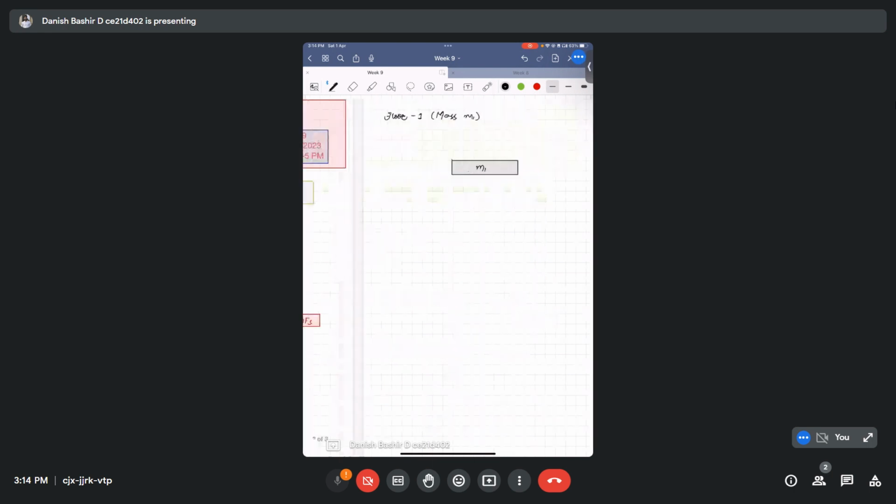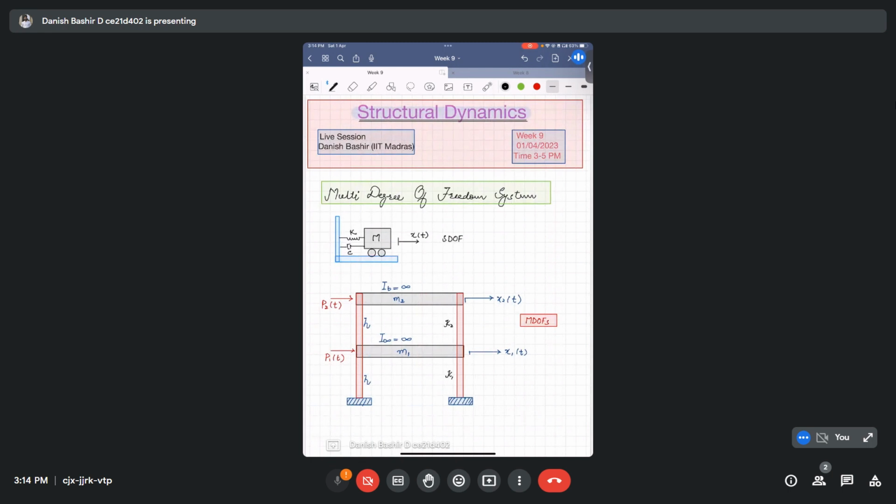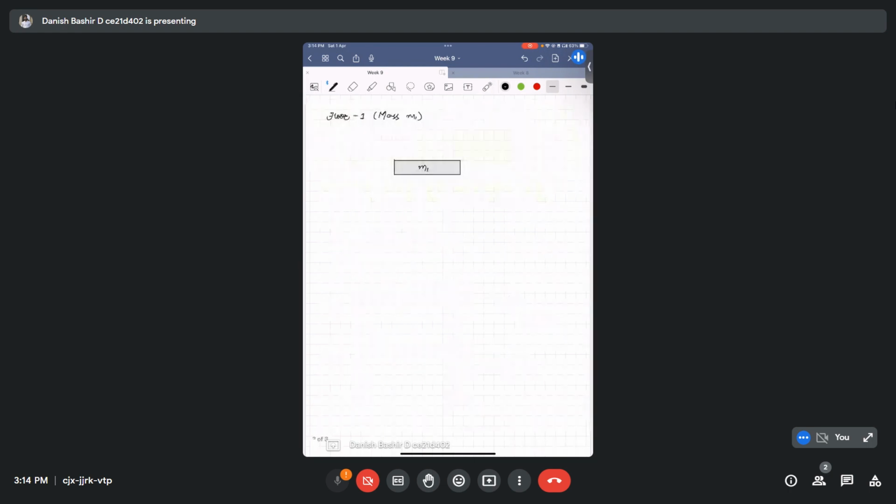Okay, so it is the moment of inertia of beams. Okay, we have this IC, which is the moment of inertia of columns. Okay, this thing. So M1.